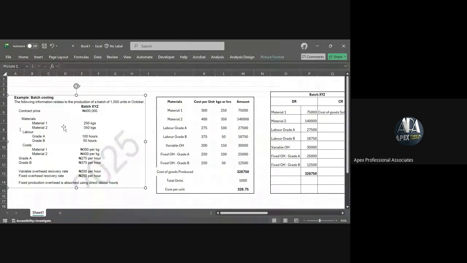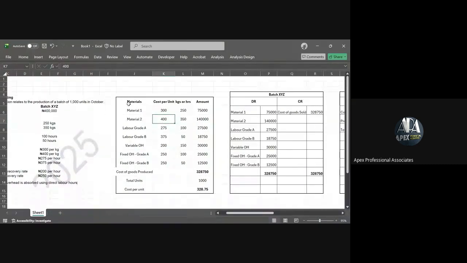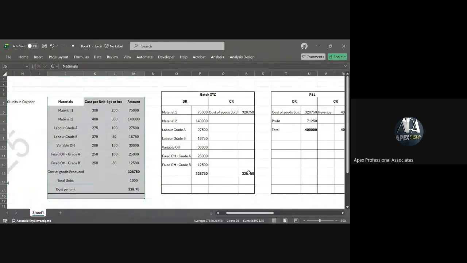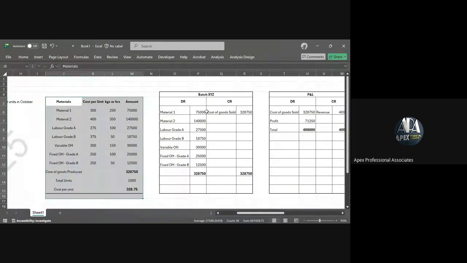Contract price is 400,000. This is the amount that is being consumed in calculating our cost, the cost of goods produced and all. This is the schedule for that. That is what we have done here to calculate our cost of goods produced and cost per unit. Then you now go to the particular GL account for that particular batch. If you work in a manufacturing setting, to call something process order or internal order, this is exactly how it works.